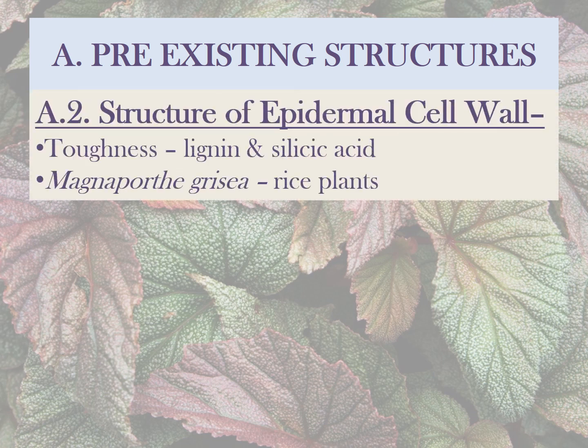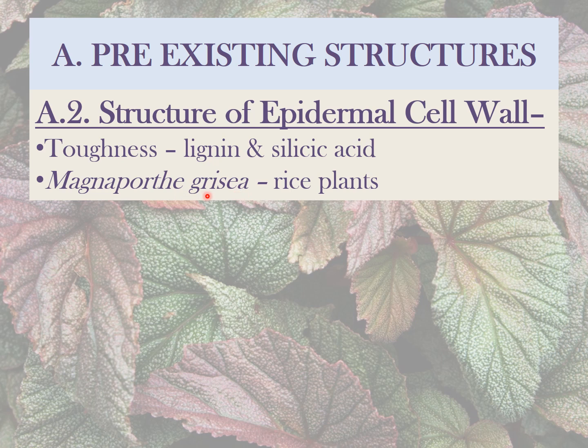The second pre-existing structural defense mechanism is the epidermal cell wall. The epidermal cell wall is thick and tough in the outer wall of the outer epidermal cells. This toughness prevents the entry of the pathogen, or at least makes it difficult for the pathogen to enter easily. So weak pathogens are not able to penetrate through that tough cell wall and get inside. When we say it is thick and tough, it is because of the deposition of lignin and silicic acid. An example is the epidermal cells of rice plants, whose outer wall is lignified.